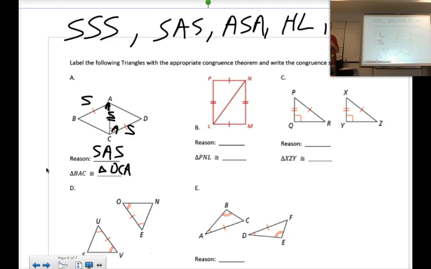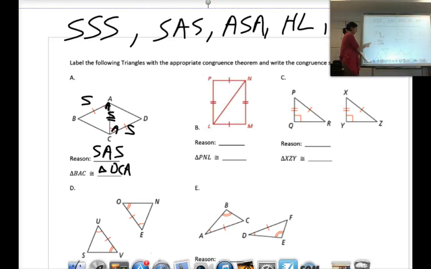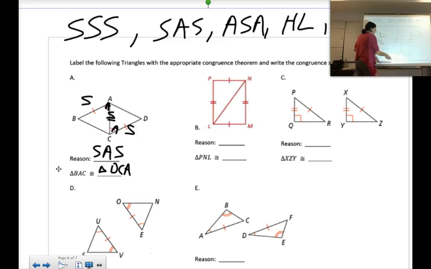You think you've got this? Nobody's looking at me anymore, so I'm assuming you're working ahead. All right. Take a few minutes and do B, C, D, and E. For B, what's my reason? Side, side, side. And what's my triangle congruence? MLN. Everybody good? Okay.